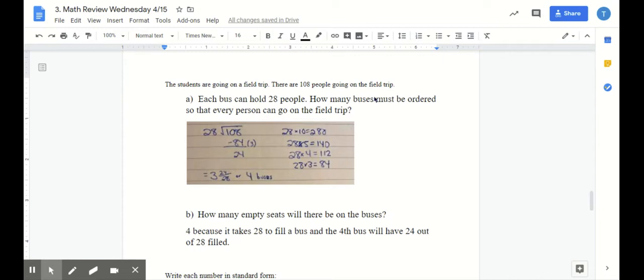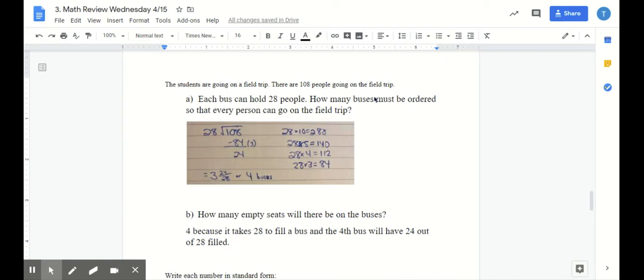What operation is this? Exactly, division. Why is it division? Right, because we have 108 people that need to be divided up into groups of 28 to be fitting onto buses. So we need to figure out our quotient, which is how many buses we will need.